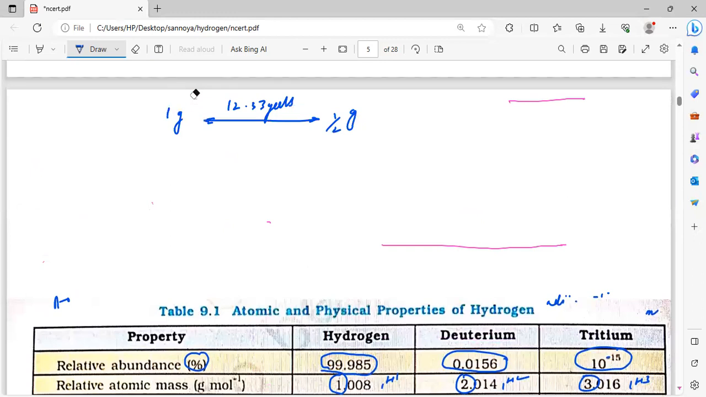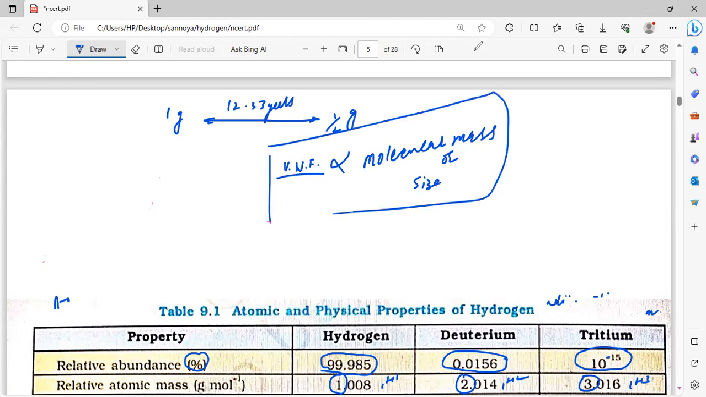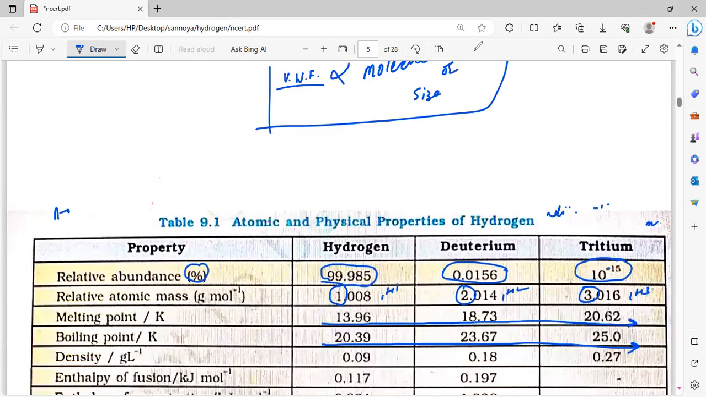See, whatever the intermolecular forces are there, okay, they are proportional to what? If you talk about van der Waals force, I am writing van der Waals force, VW, proportional to molecular mass, or size. Now, as molecular mass or atomic mass increases, the van der Waals force of attraction also increases. Yes or no?